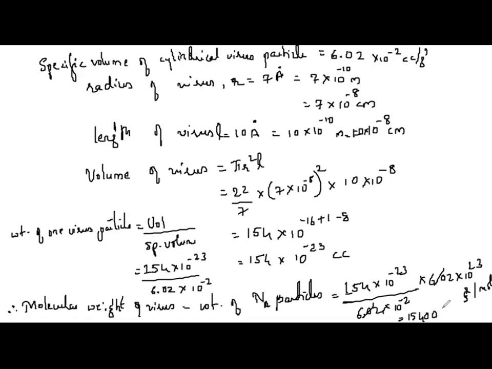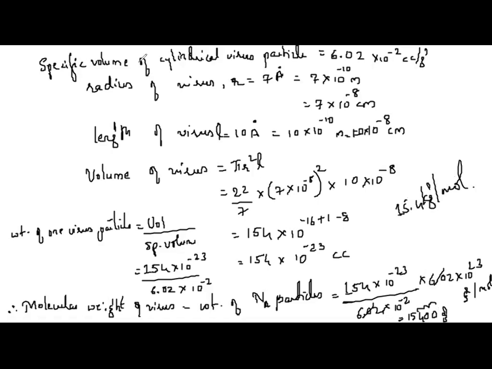Or I can write this in grams, or I can mention it as 15.4 kg per mole. Grams per mole it becomes. You can convert it to kg: 1, 2, 3, shifting the decimal point 3 digits to the left, 10 raised to 3. It becomes kg per mole.